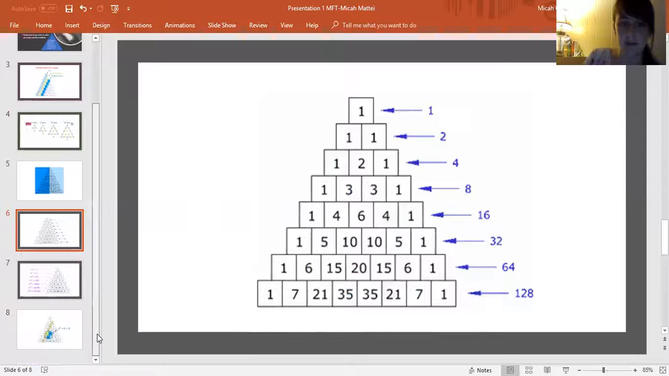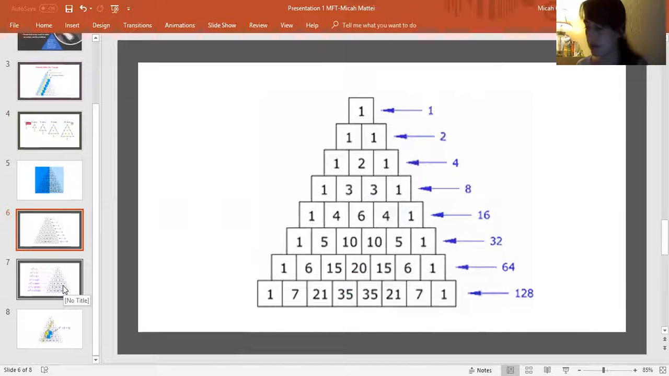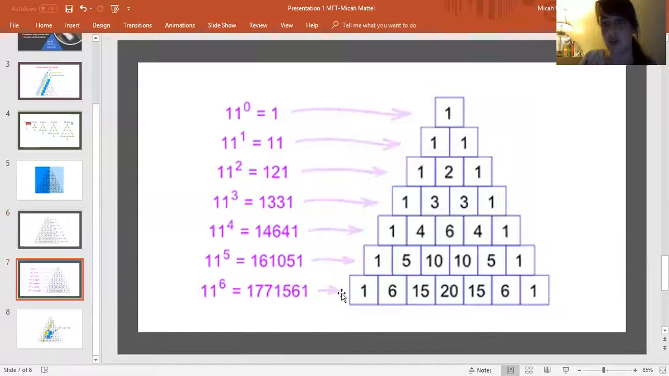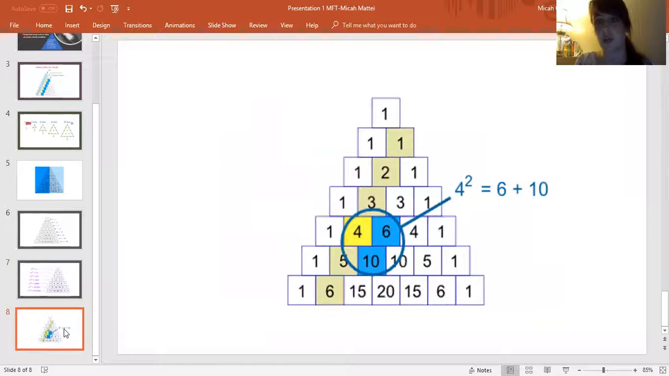And since I'm running out of time, I'm going to show you these other patterns that it found, but there's a bunch of different ones that go into depth, and I'm just going to show you the pictures of it and let you know. This one is the pattern of exponents of 11. So that was pretty cool. I would have never found that pattern. And then this one shows the squares that you can find within the triangle.